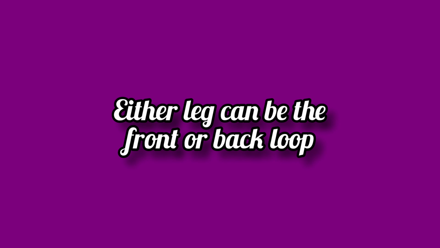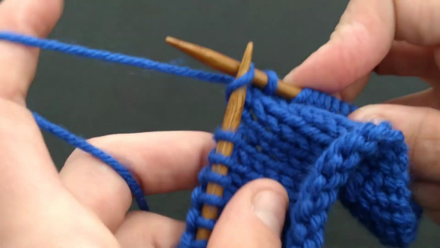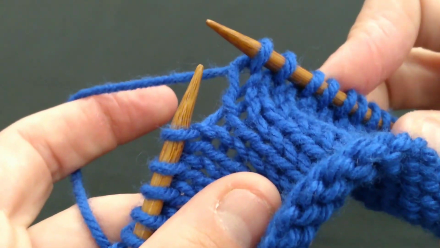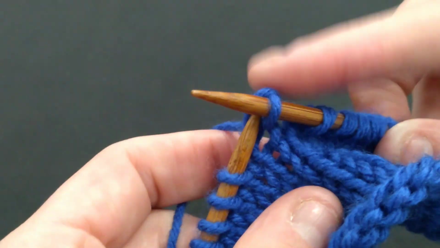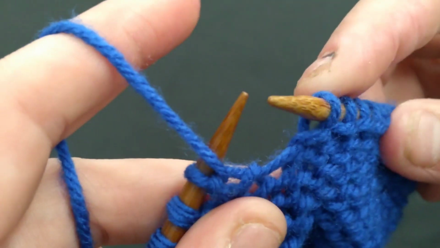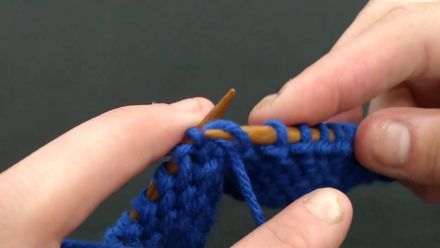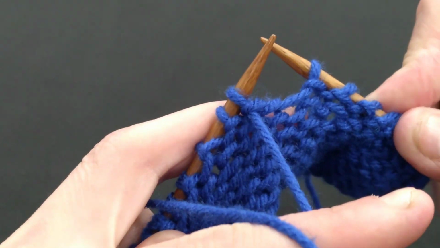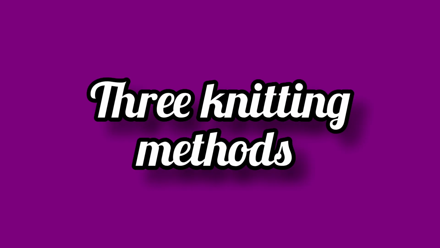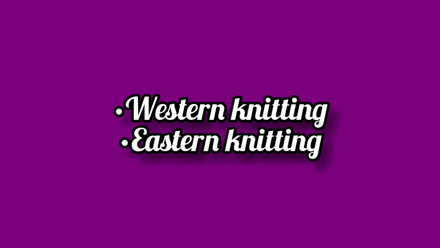Now let's talk about knitting methods. Not to be confused with knitting styles. Knitting methods are defined by the actual construction of your stitches, including where you put your knitting needle into your stitches and how you are wrapping the yarn around the knitting needle. In contrast, a knitting style has more to do with which hand does what in regards to holding your yarn or needles when executing the stitches. There are three knitting methods: Western, Eastern, and combination.